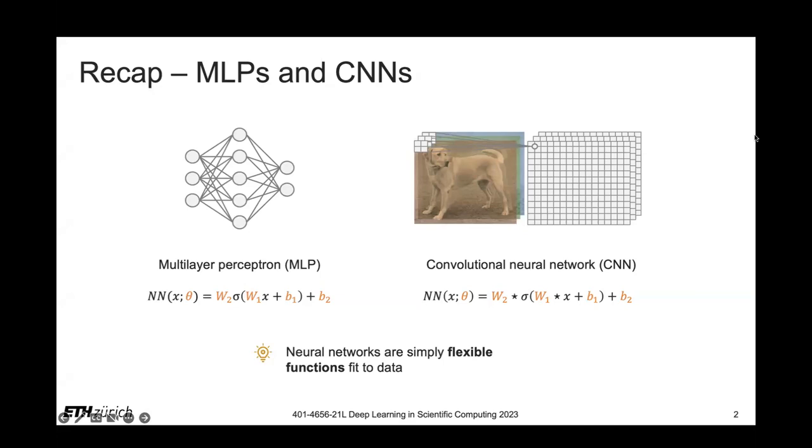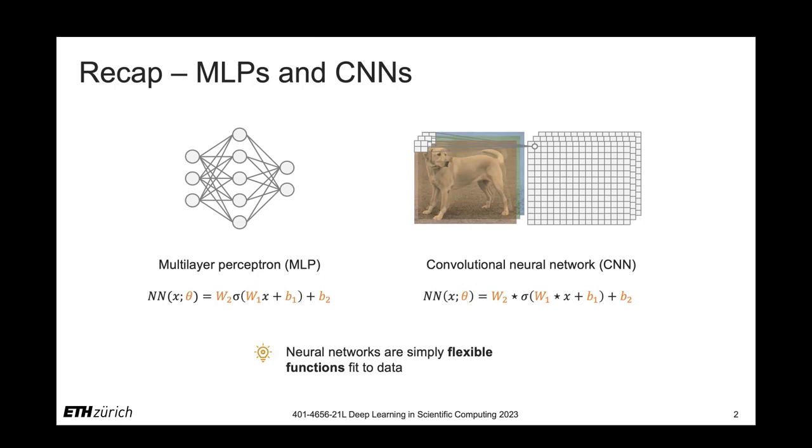Let's recap last week's lecture. The most important principle I tried to tell you is that even though there are many different neural networks out there, convolutional networks, fully connected networks, ResNets, transformers, etc., neural networks are simply flexible functions that are fit to data. This is pretty much true for every kind of network, and the way that you train it as well.